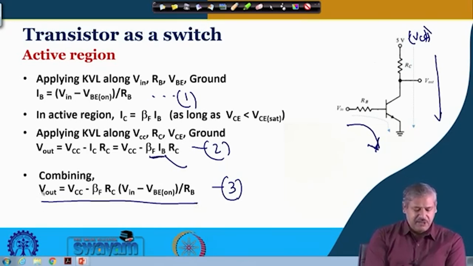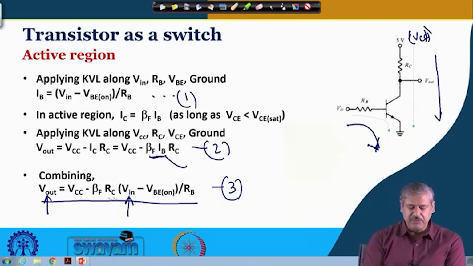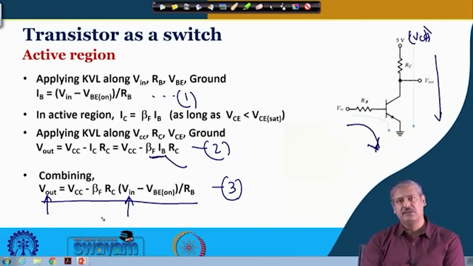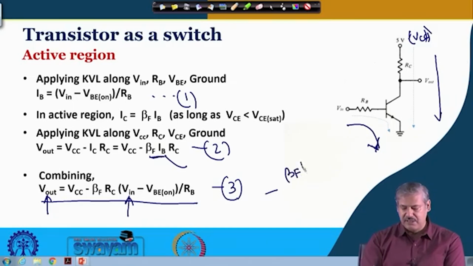And we look at V out versus V in, rest of all are constant. As I said, VB on will slightly change with increase in V in, so we are neglecting that part, it is an approximate calculation. So, rest of the parameters are all constant. So, we have V out and V in, and the relationship between them is linear, a straight line with a negative slope of minus beta f RC by RB.